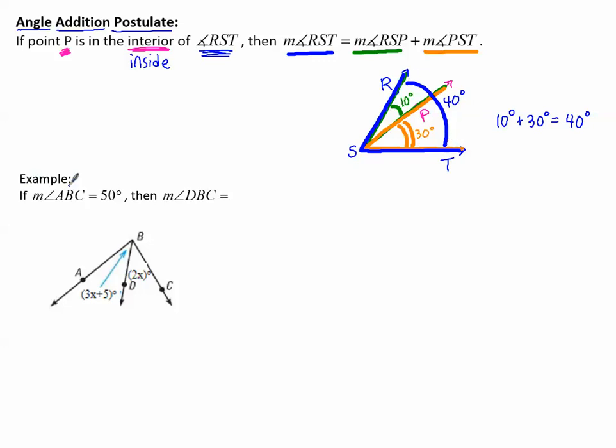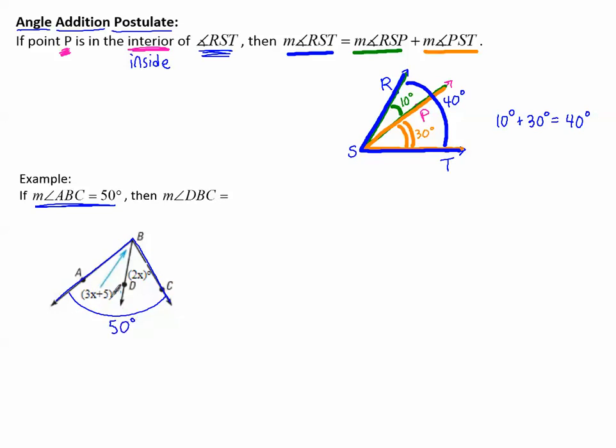Let's take a look at this example. If the measure of angle ABC equals 50 degrees, then the measure of angle DBC equals what? Let's label the picture with this information. The measure of angle ABC, this entire large angle, is 50 degrees.